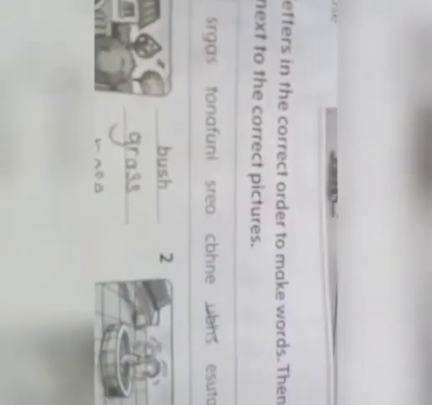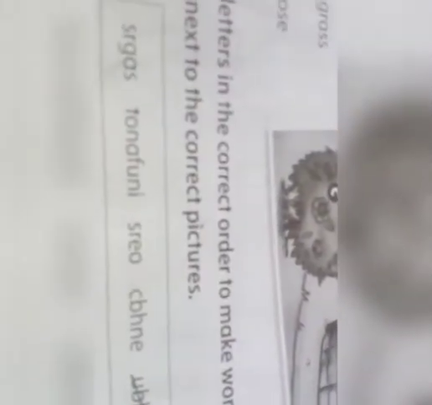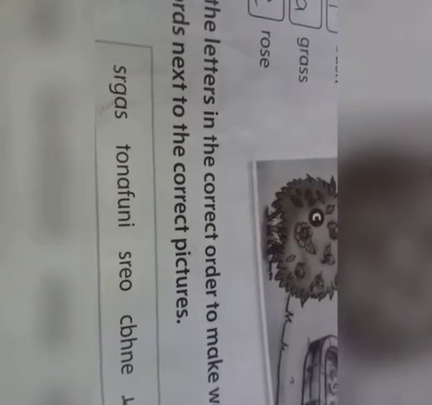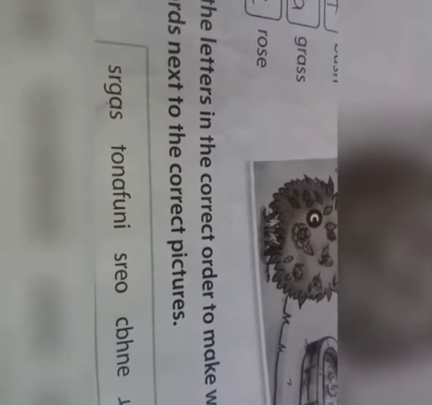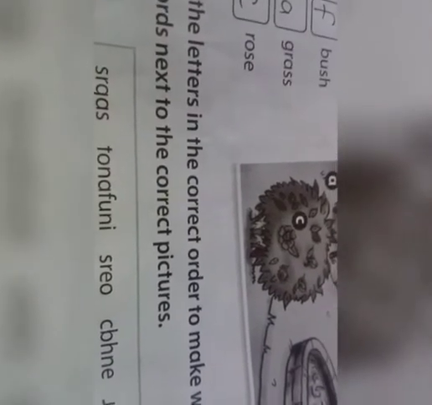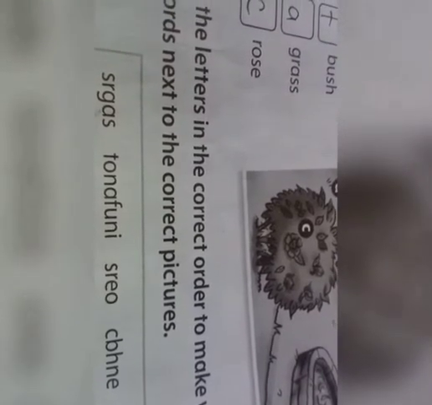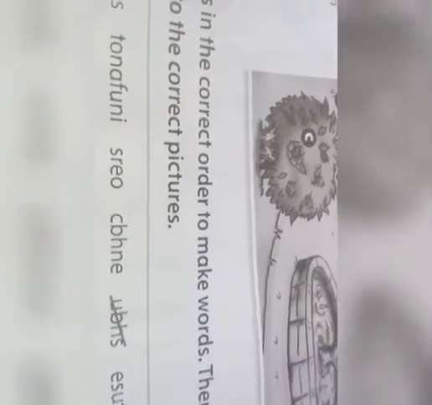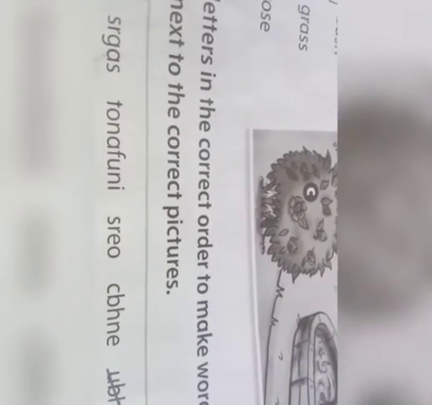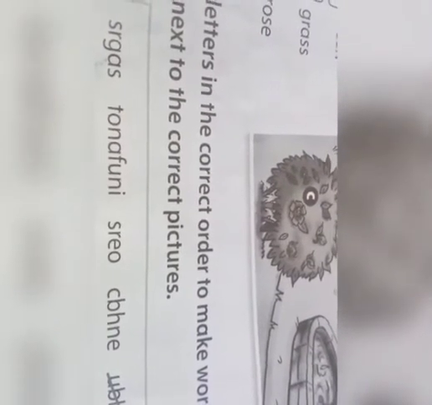Write the letters in the correct order to make words, then write the words next to the correct picture. Here we have a picture, and these are the words that are scrambled. You have to unscramble these words. For example, the first one, we have the spellings G-R-A-S-S. What do they make? Grass. Then we have fountain, rose, bench. You can take help from the picture above. All of these words are also in the picture above.